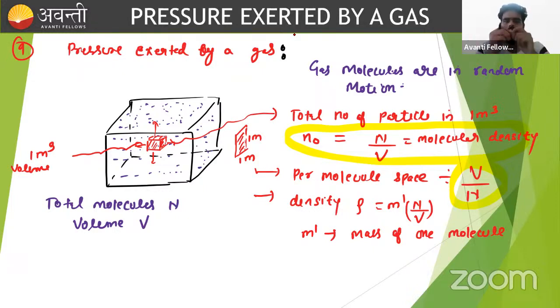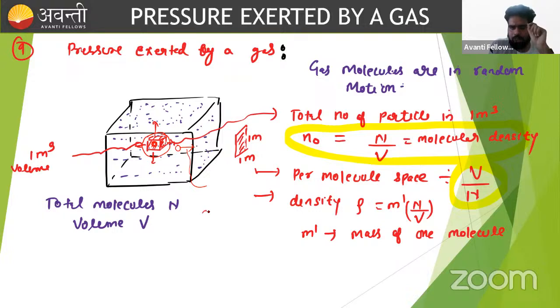So they collide with each other, and they collide with the container. When they collide with the container, they exert a momentum change. There is a momentum change that occurs. Suppose we consider a molecule here in 3D space. When a molecule hits the wall, it must undergo a change in momentum.